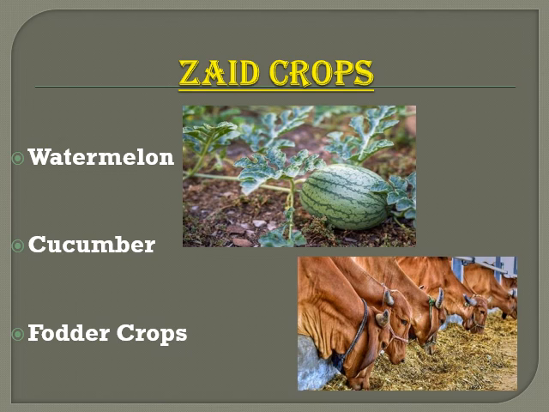That means in between the Rabi and Kharif seasons, these crops are taken. So these are the Zaid crops: watermelon, cucumber and fodder crops. These are fine examples of these crops. Students, so these are the three cropping patterns, three cropping seasons in our country. Which ones? Rabi crops, Kharif crops and Zaid crops.